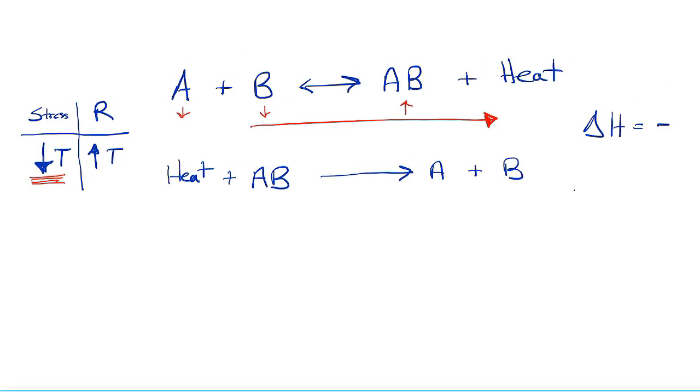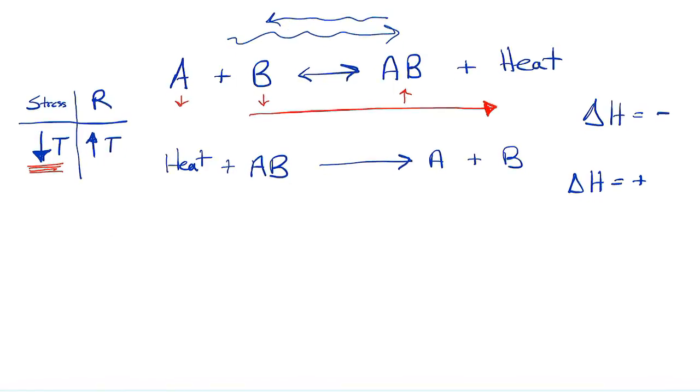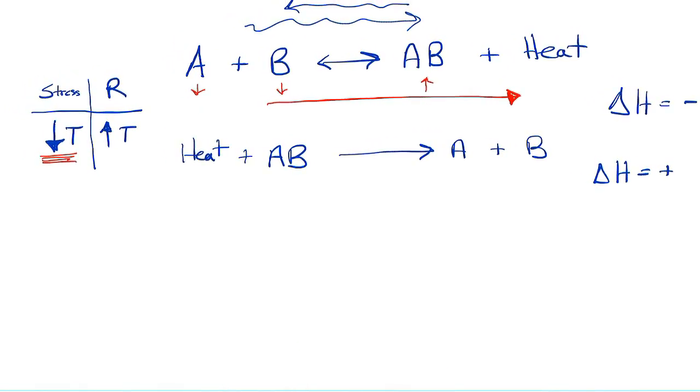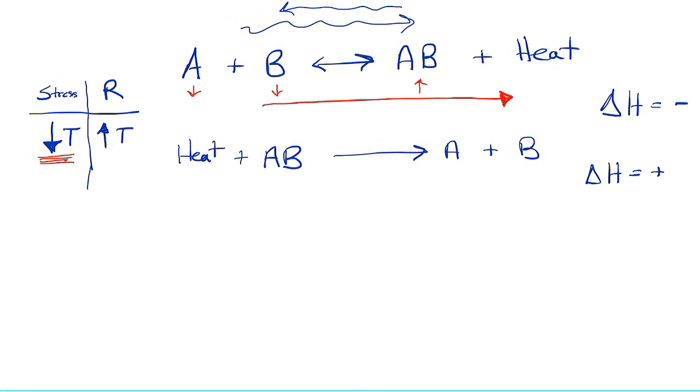Of course the delta H of this reaction would be positive. It's exothermic in this direction, so it's going to be endothermic in the reverse. I just rewrote this. Now, what do we know about an endothermic process? Now the heat is on the reactant side, meaning A and B require an overall absorption of heat for the reaction to go. It's an endothermic process.